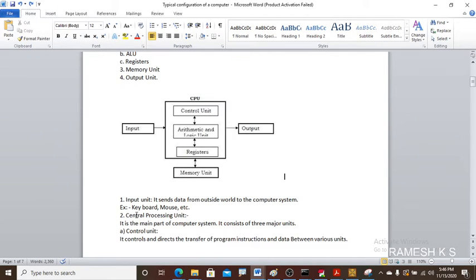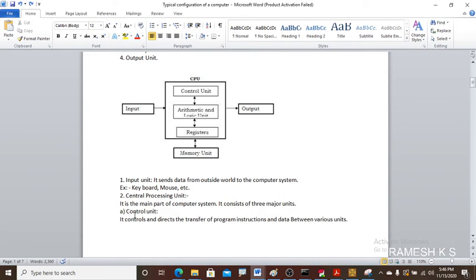So now the central processing unit. What will it do? The main part of the computer system, that is the heart. The main heart and brain of this computer system is the central processing unit, also called CPU. It is the main part of a computer system. It consists of three major units. What are they? Control unit, arithmetical logical unit, and registers. Okay. So what will the control unit do?